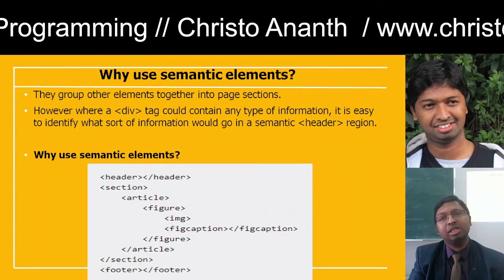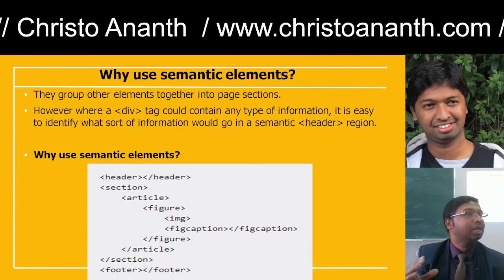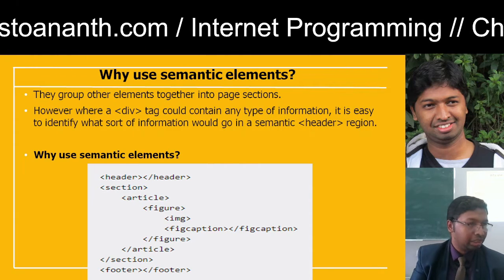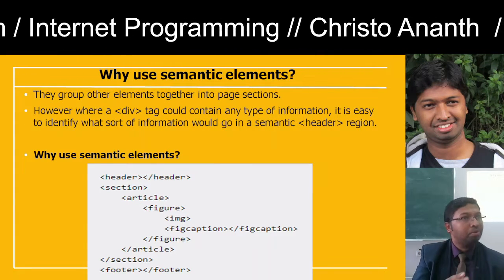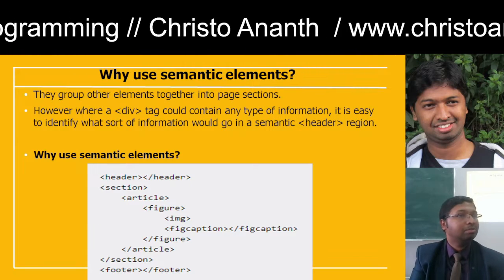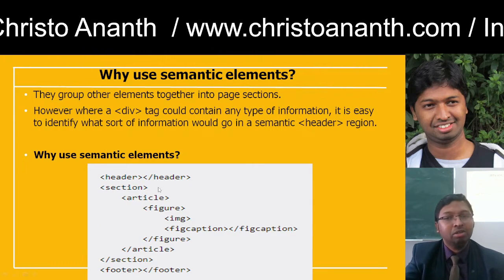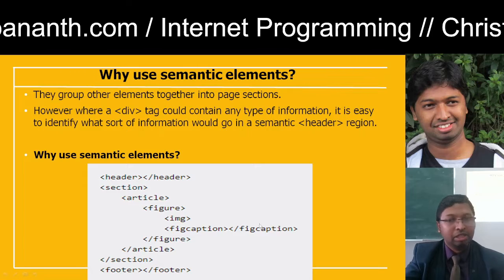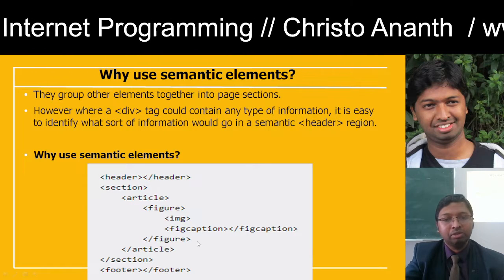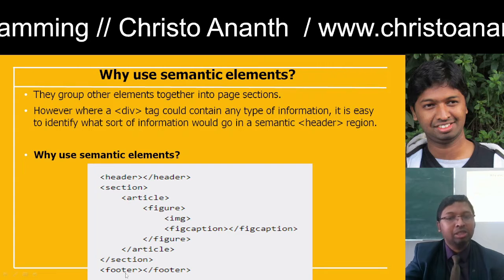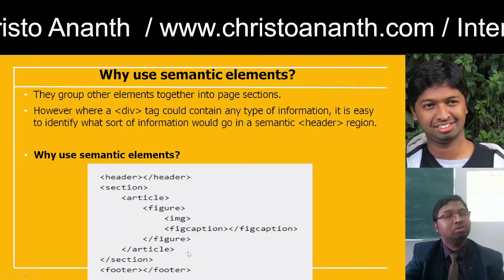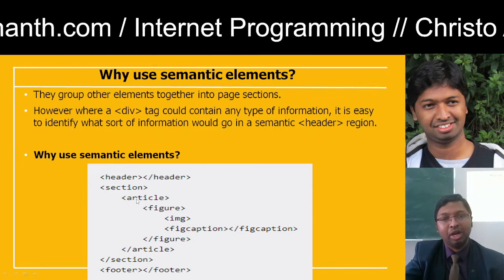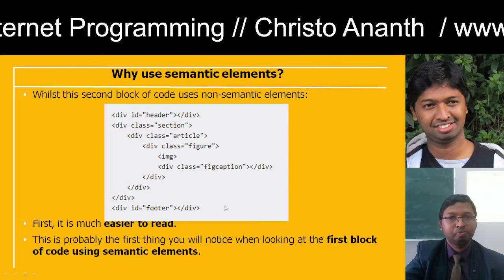Why do you use semantic elements? To group the elements into page sections. The div tag can contain any information, but with a semantic element like header you can identify what sort of information it holds. So you have the header, then a section with an article, then a figure and the image, the figcaption, close the figure, close the article, close the section, and then the footer. This is how you use the sections to identify what sort of information goes where.